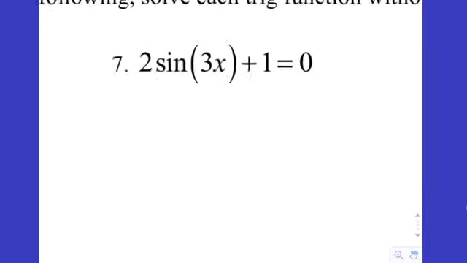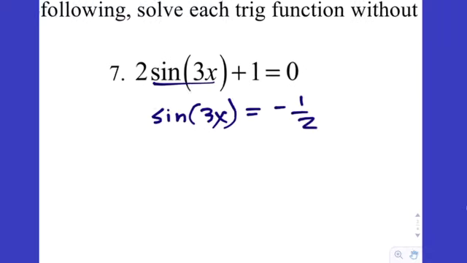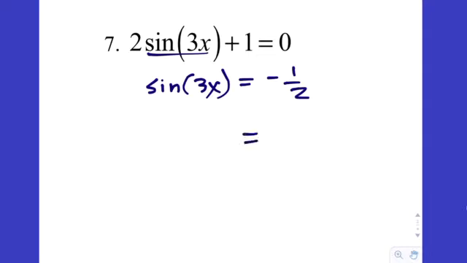Okay, moving along to the next one. This one, we don't want to get everything on one side and set it equal to 0 because there's only a single term with a variable. So in this case, we isolate it. So sine of 3x would equal negative 1/2. Bring the 1 across, divide by 2. And now, since it's a 3x, we don't have to get it down to 1x. We just solve it as a multiple angle. So remember, we do it this way. Where is sine equal to negative 1/2? 7 pi 6 and 11 pi 6, right?